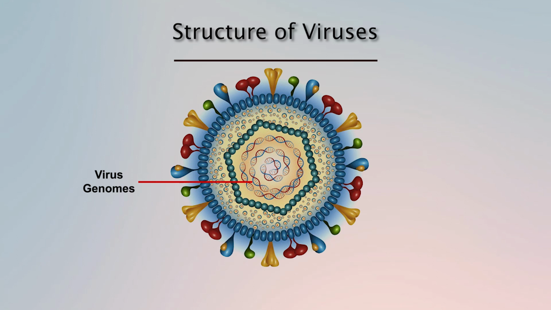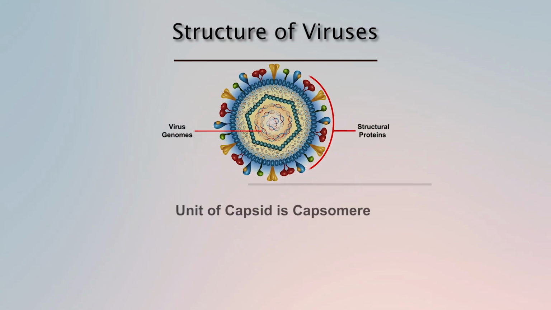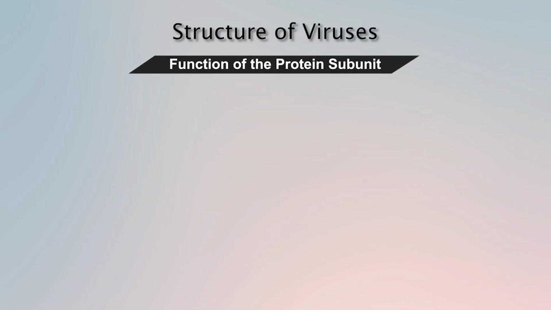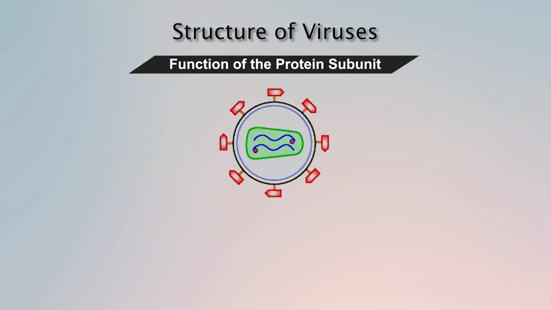Viral genomes are actually surrounded by protein subunits called capsid. The unit of capsid is capsomere, and even further subunits are called protomers. So what are the functions of these protein subunits? These protein subunits actually protect the genome from nuclease degradation and shearing.